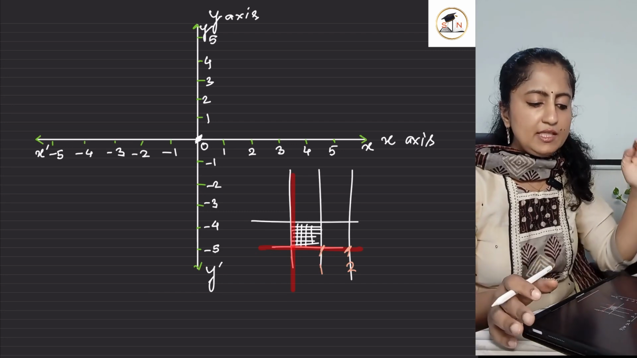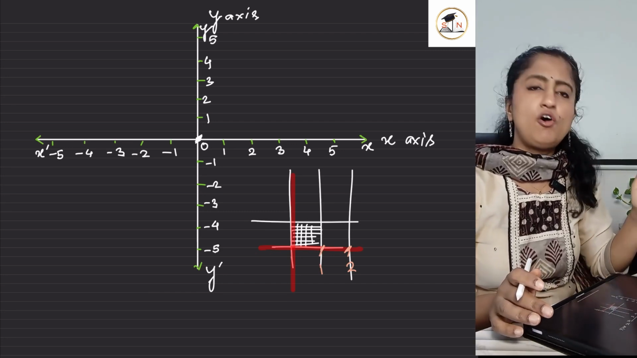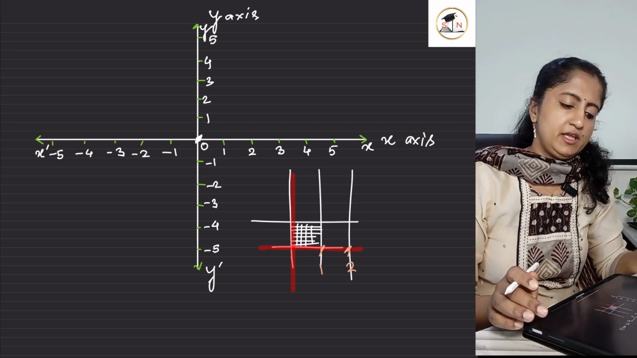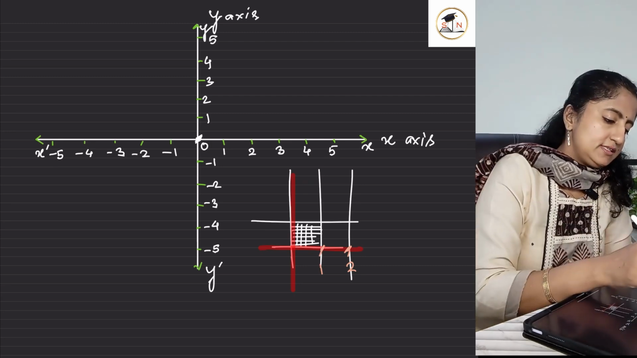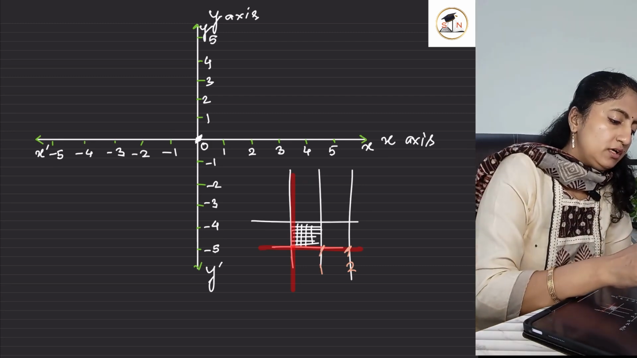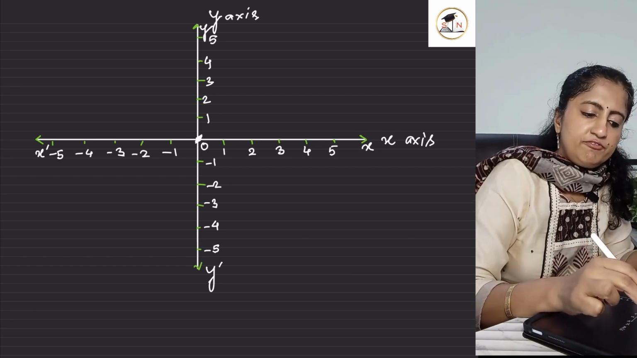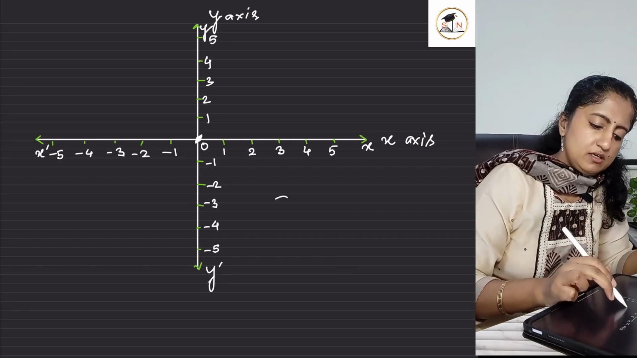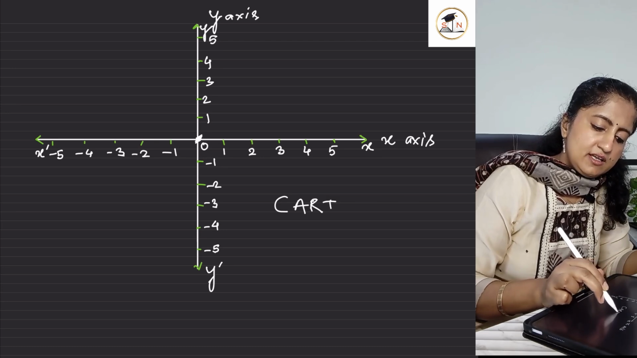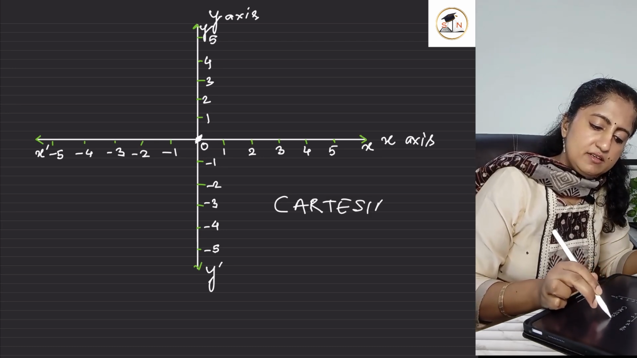This is the basic format of your coordinate geometry. Now, what do we call this? I'm going to introduce all the terms now. Okay, so the terms are basically the four lines that we have drawn over here. They are called the Cartesian plane.